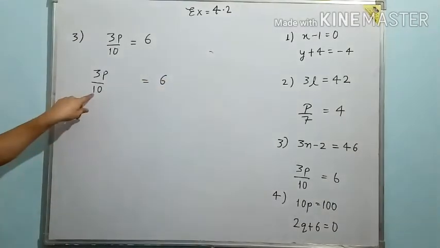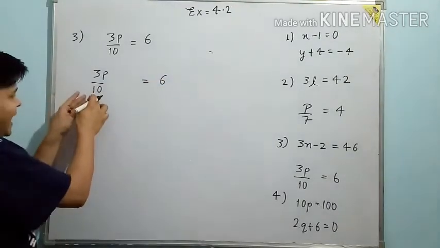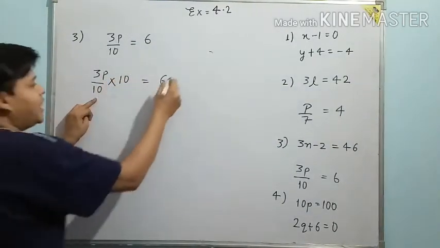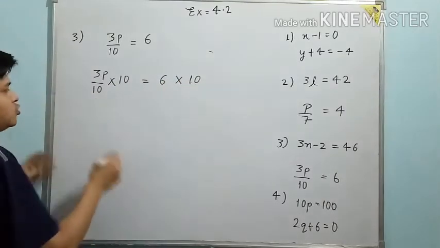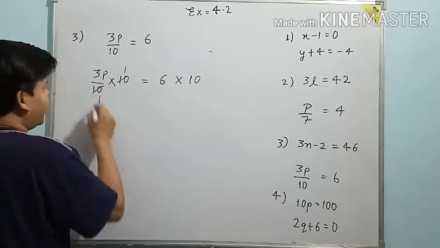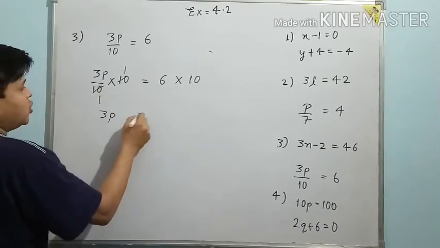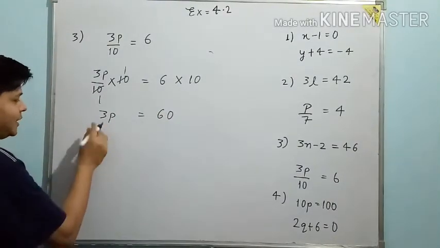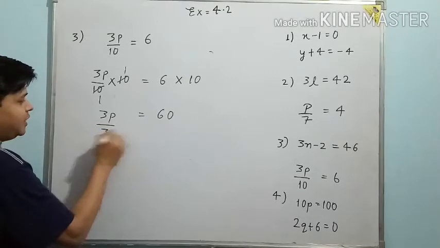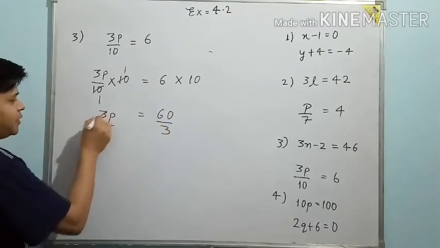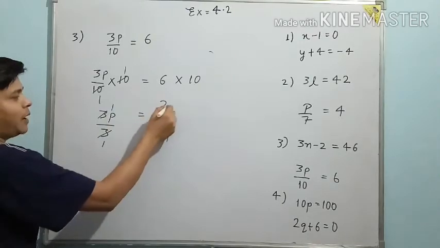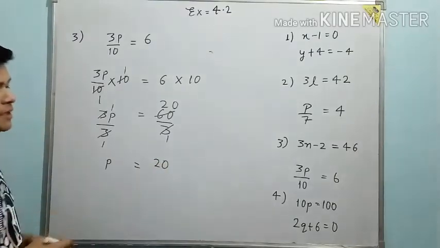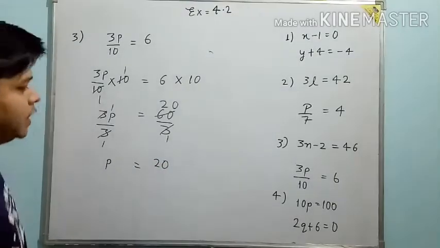As we want to remove this 10, 10 is given in division, so we have to multiply. We will multiply by 10 on both sides. 10 one time, 10 one time, and 3p is equal to 6 tens, 60. Now how can we remove this 3? As 3 is in multiplication, we will divide by 3 on both sides. 3 one time, 3 one time cancel, and 3 twos are 6, and 0. So we are left with p here, and here we have 20. So this is done.